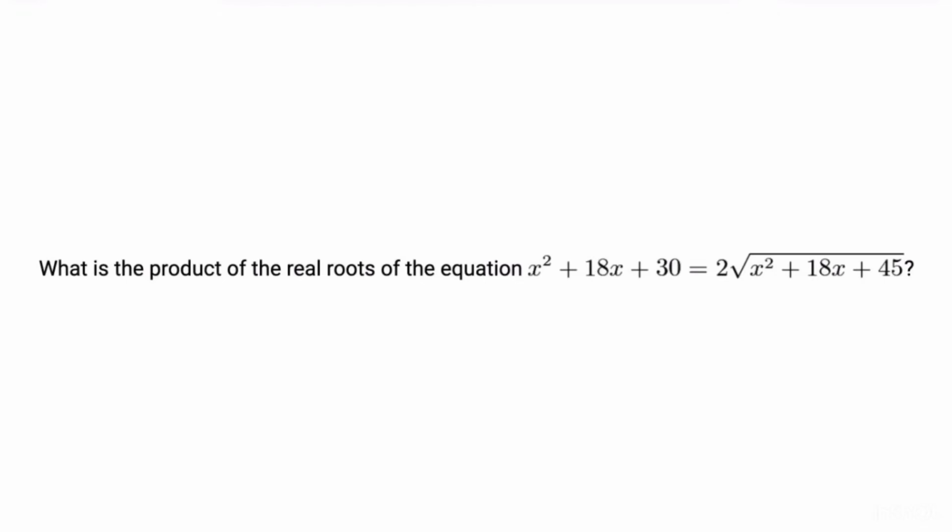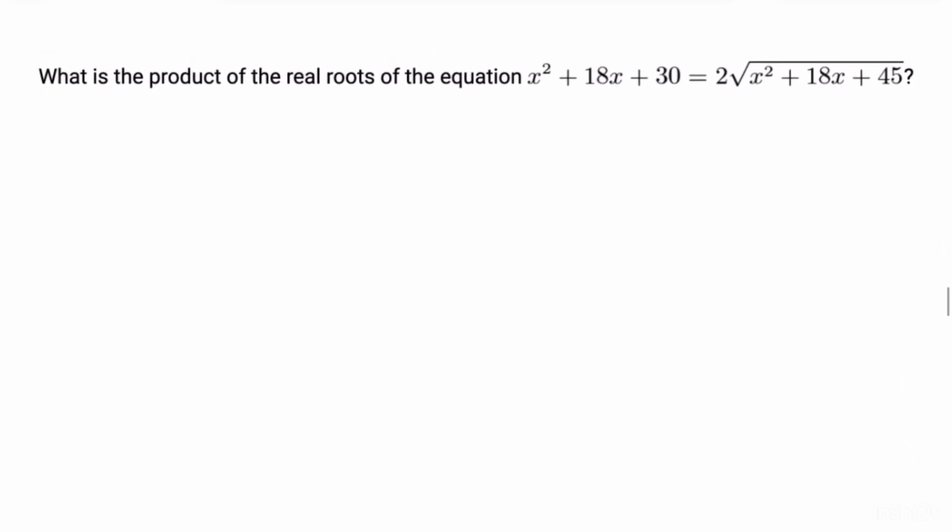Hello everyone. So today we're going to solve this problem from the AIME 1983. This problem states, what is the product of the real roots of the equation x squared plus 18x plus 30 equals 2 times the square root of x squared plus 18x plus 45? Now I'm going to present you two solutions for this. So I'm going to call this solution number 1.